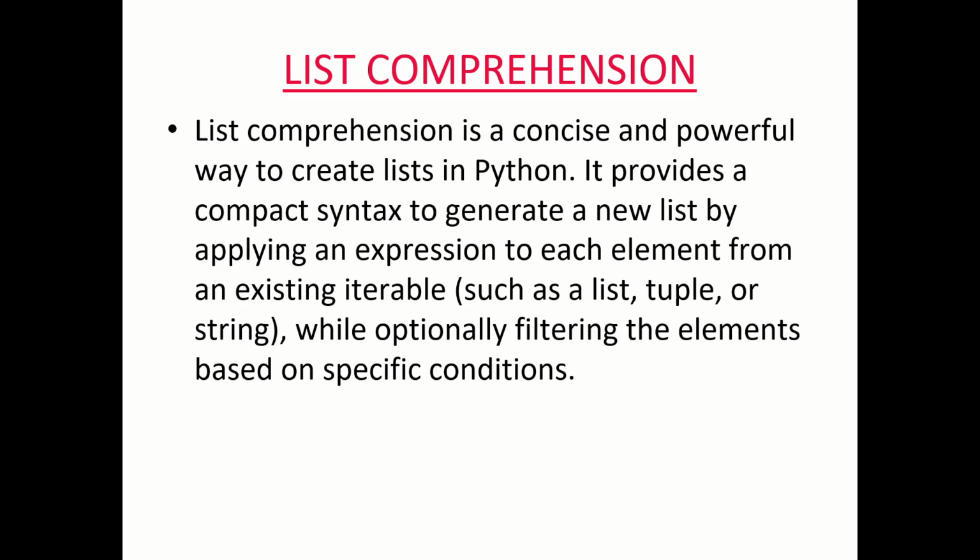List comprehension. List comprehension is a concise and powerful way to create lists in Python. It provides a compact syntax to generate a new list by applying an expression to each element from an existing iterable, such as a list, tuple, or string, while optionally filtering the elements based on specific conditions.